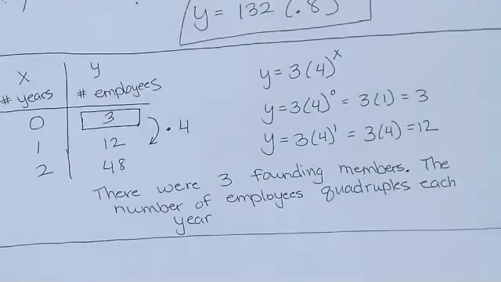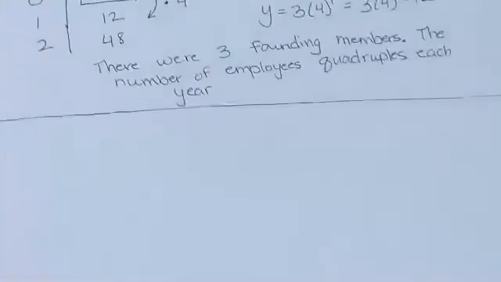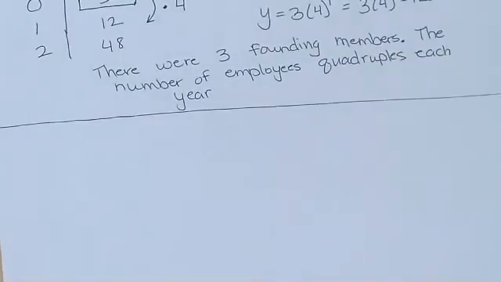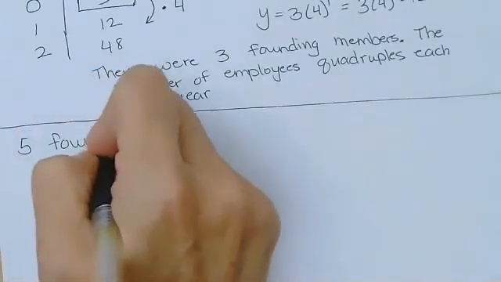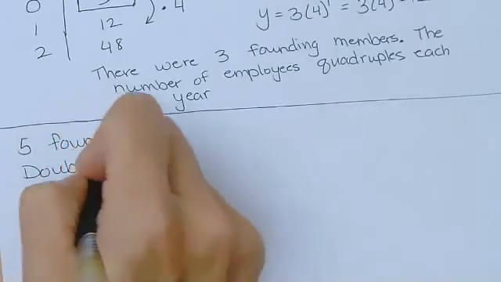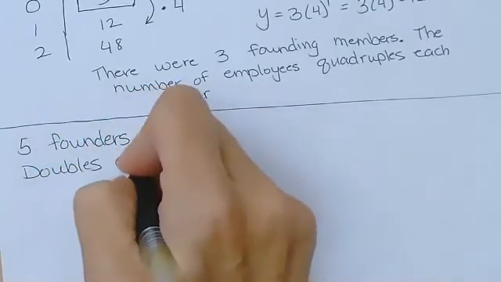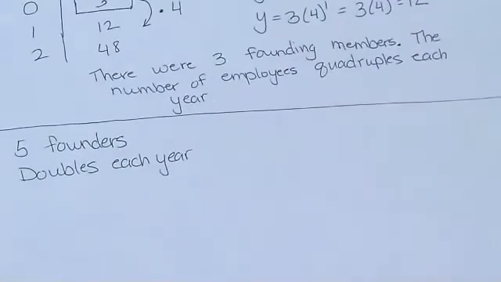So what is the correct equation? So in other words, all of that is wrong. We had wrong information. So instead, we have 5 founders and it doubles each year. So we're going to rewrite our equation. Okay, if you want to write a table, you can, but you hopefully can just go straight to writing the equation from that.